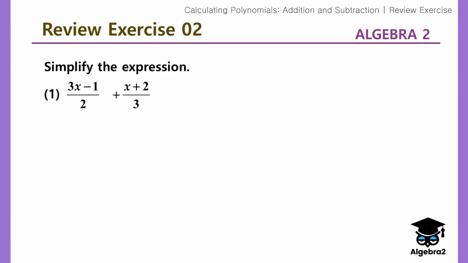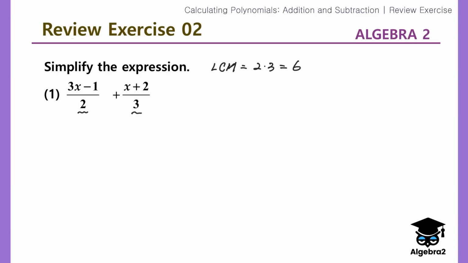Review exercise number 2. Let's simplify these expressions. For number 1, these are fraction form, right? The polynomial in fraction form. Then we're going to have to find the least common multiple of these two denominators. We have 2, and 3. So the least common multiple should be, we must have at least 2, at least 3.